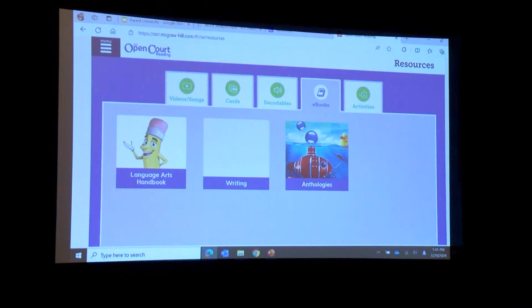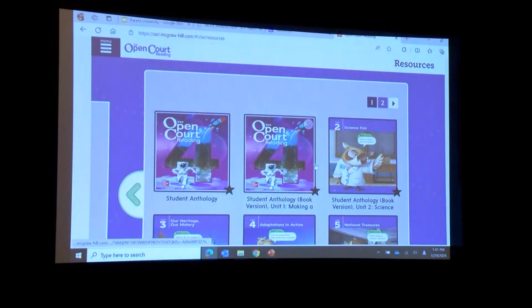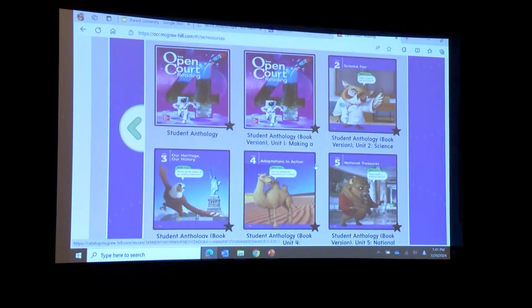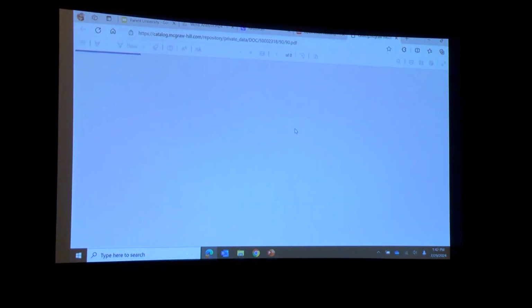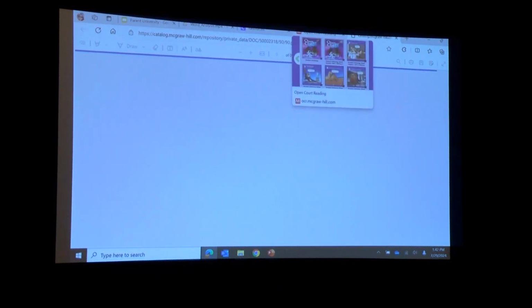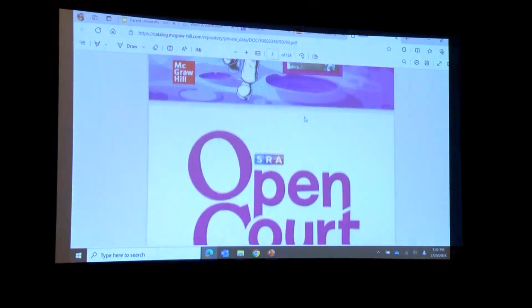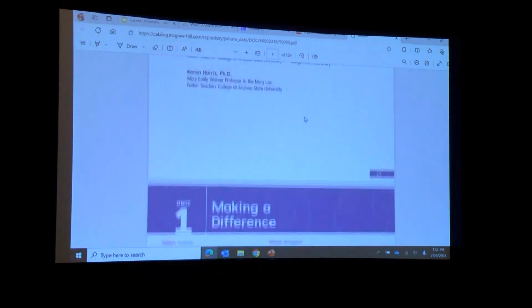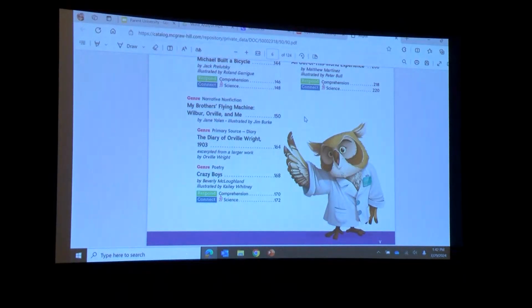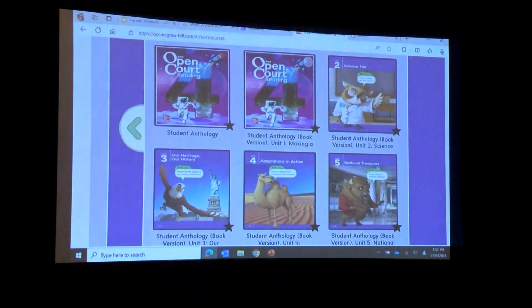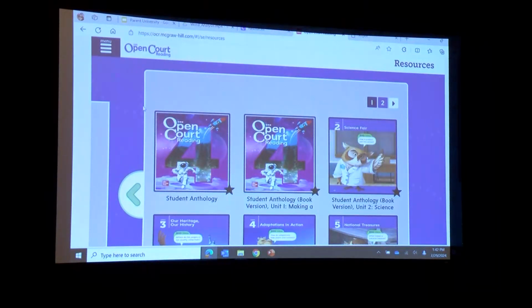So the stories that we read throughout the week, they can go back and reread. It also has the audio version, where if they want to follow along as it reads to them. And it may be that their individual teacher has to go in and assign the worksheets to them, but it's the same worksheets that they would be working on in class.